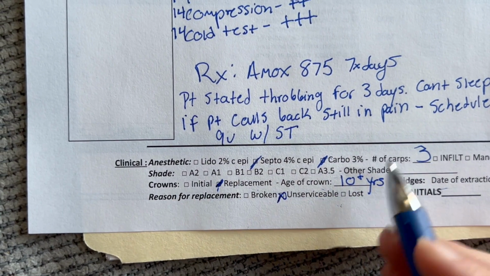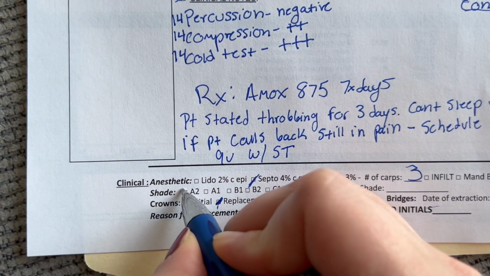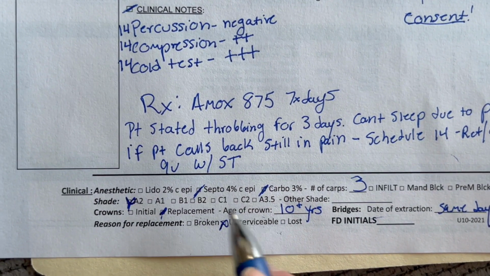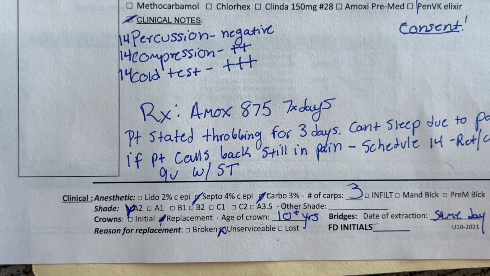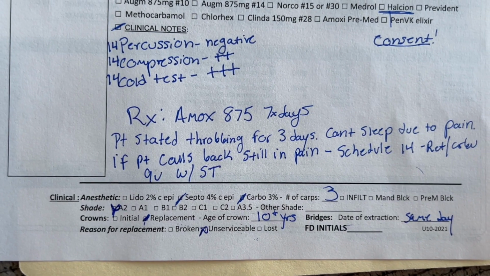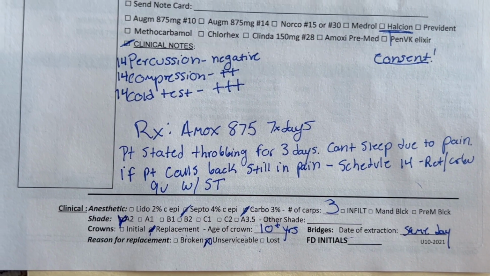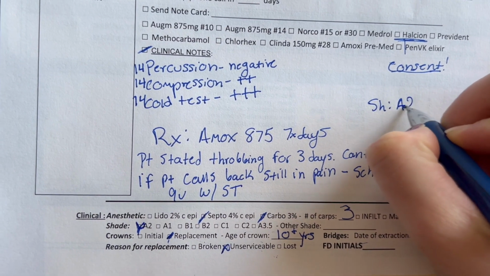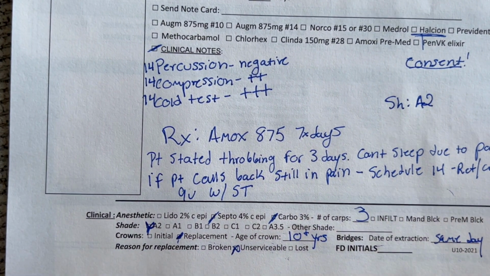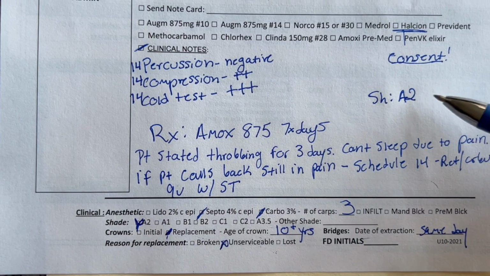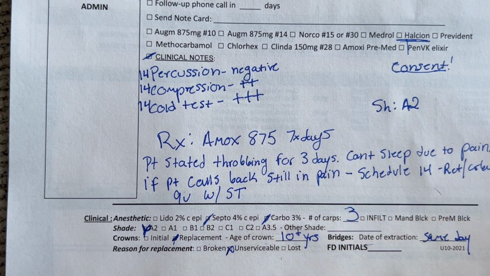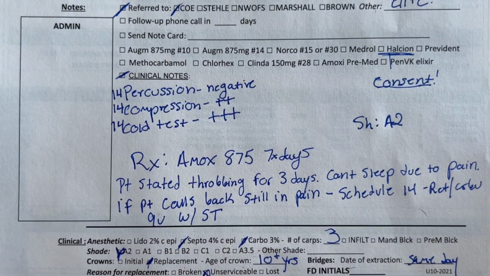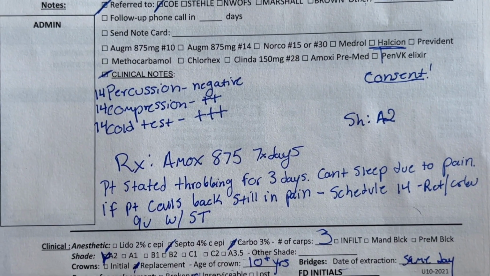Now above that we have shade selection. So this is where I typically fill out the color of the new crown. So is it A2, A1, B1? It all depends on what you had chosen during the appointment. So make sure that we select that shade, or write the other shade if it's not already printed in this area. And then I always go back up to the clinical notes and I write down shade A2, whatever shade that I had chosen.